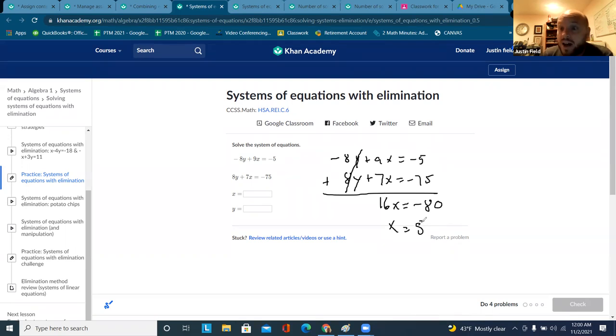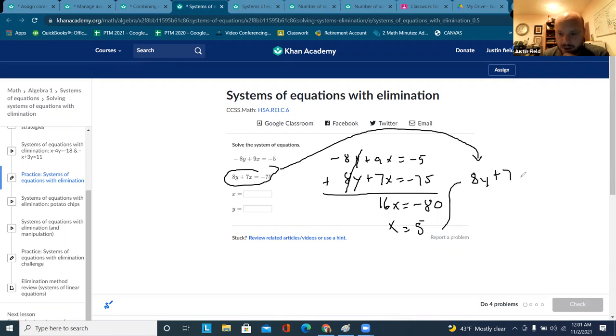Now we want the y value, as you can see. Thank you, Khan Academy. So what I'm going to do is I'm going to pick either equation. Let's pick the second one. Then I'm going to rewrite it. 8y plus 7x equals -75. But I know that x equals 5. So I'm going to rewrite it again. But I'm not going to write x this time because I know what the value is. It's 5.